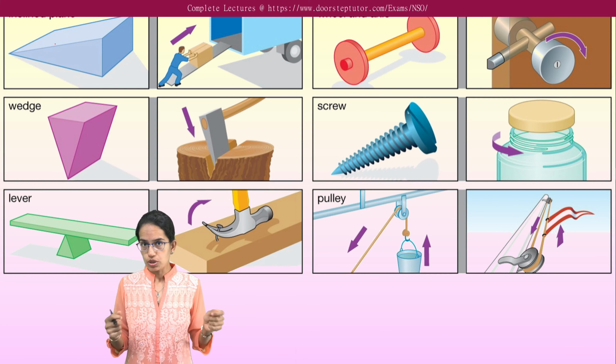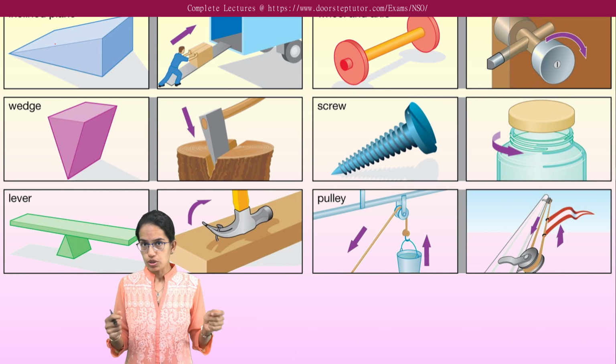The next is wheel and axle. Now wheel and axle, again a very simple machine, where you have a wheel that is connected to an axle. So a car moving is a good example of wheel and axle, where you have an axle that connects to the wheels and that increases the speed or the movement.